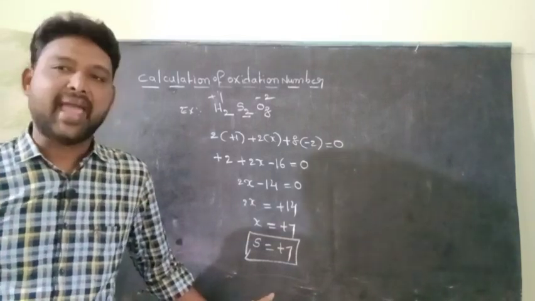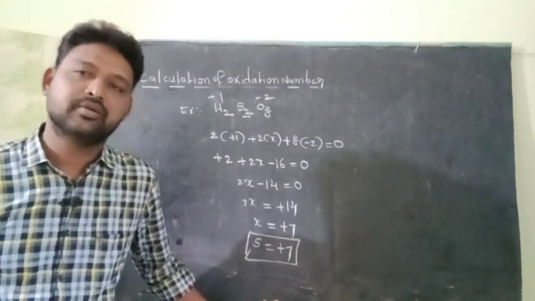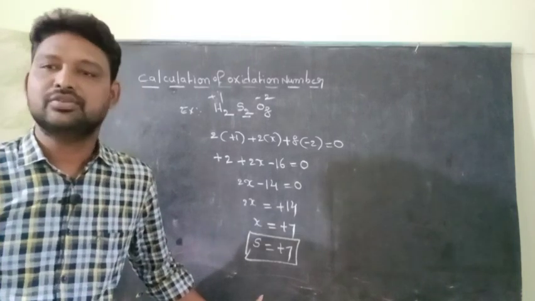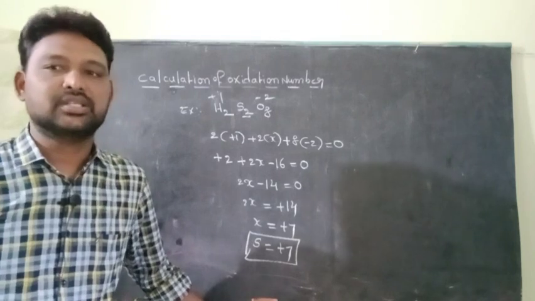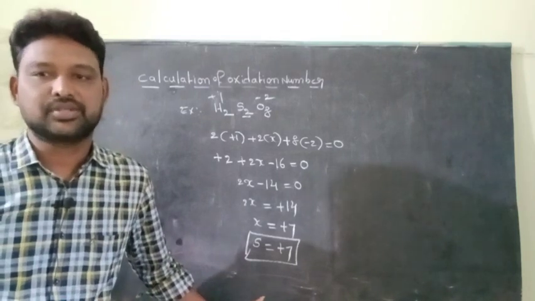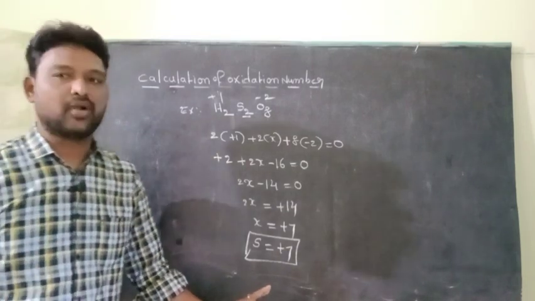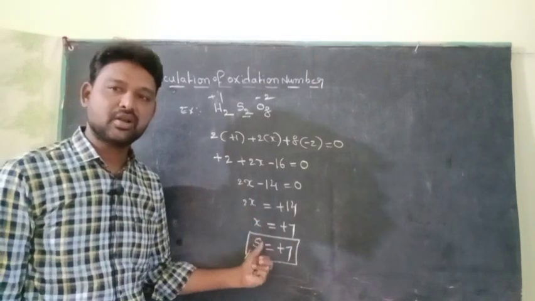Okay, so in most compounds sulfur exists in plus 6 oxidation number. There is no 7, there is no 5, there is no 3. Only plus 6, plus 4 or plus 2 exist as sulfur oxidation numbers. So here the sulfur oxidation number plus 7 is the wrong answer.